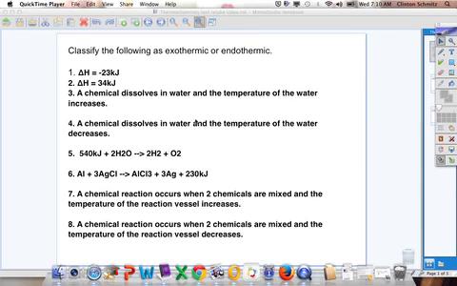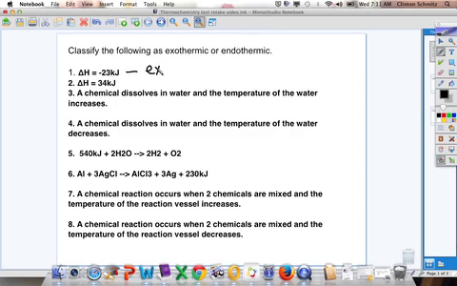Okay, let's look at how to figure out if a chemical reaction is exothermic or endothermic. First of all, we're going to start with delta H's. If you look at the first one, we have delta H equals negative 23 kilojoules. Well, it's as easy as this. If your delta H is negative, that means that it is exothermic.